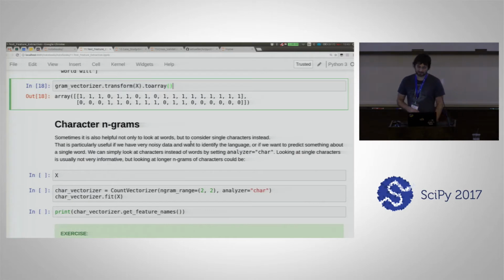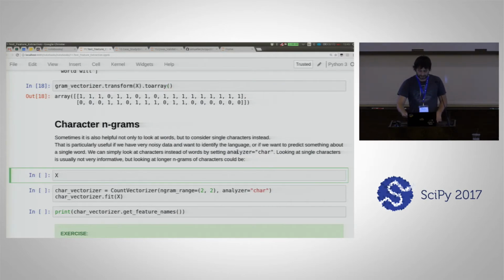Another way to encode text data, in particular if you have something like names, is character n-grams. Character n-grams do the same thing as we just did with words, but with characters. This is usually not super helpful for normal text. It's helpful for names, or if you want to find out the language of something, or if you want to categorize words into whether they are a name or not a name, for example. You can do that by just setting the analyzer equal to char. By default, it's word. You can set it to char, and then it's going to be a character analyzer.